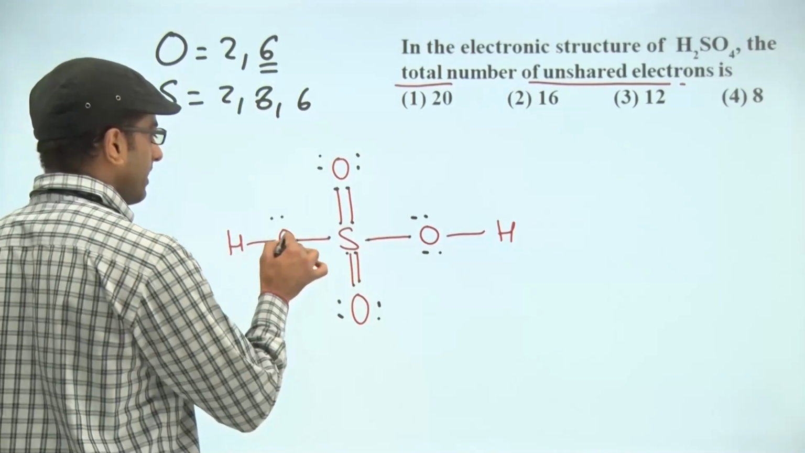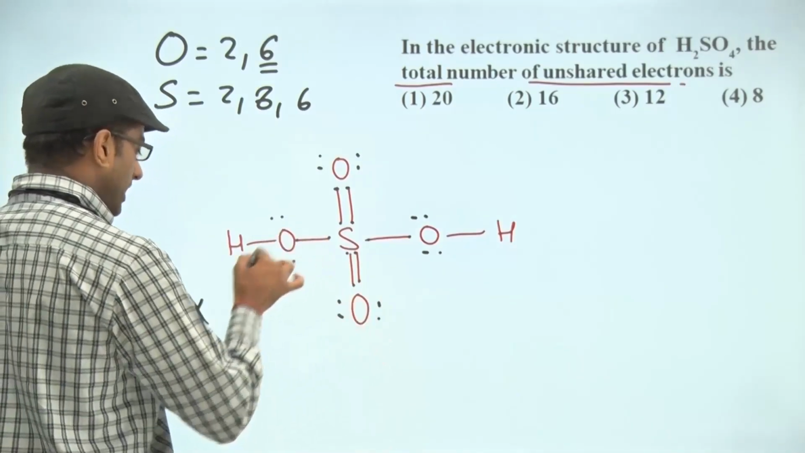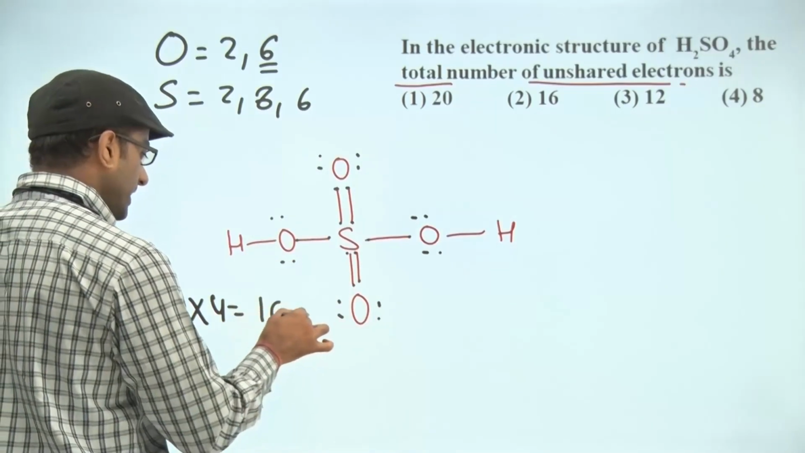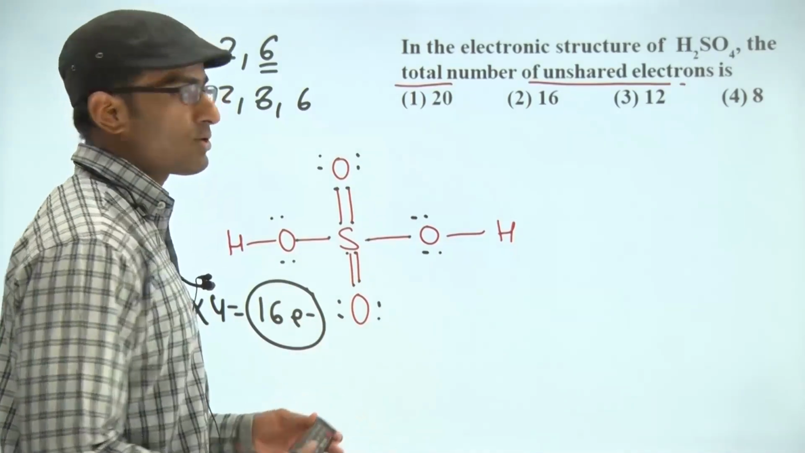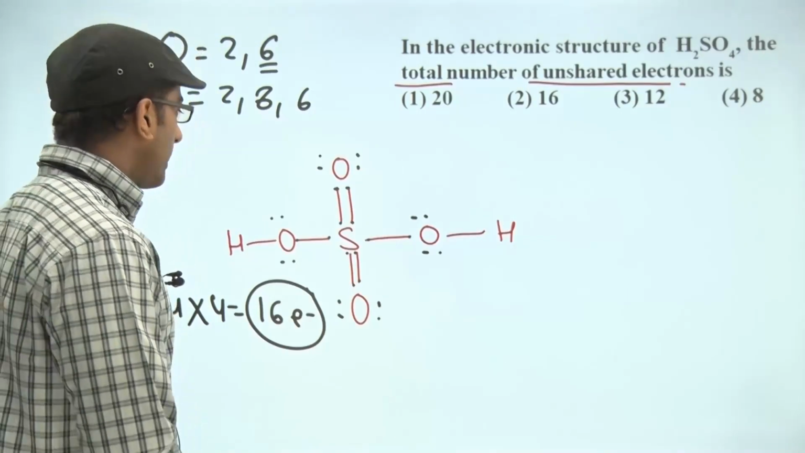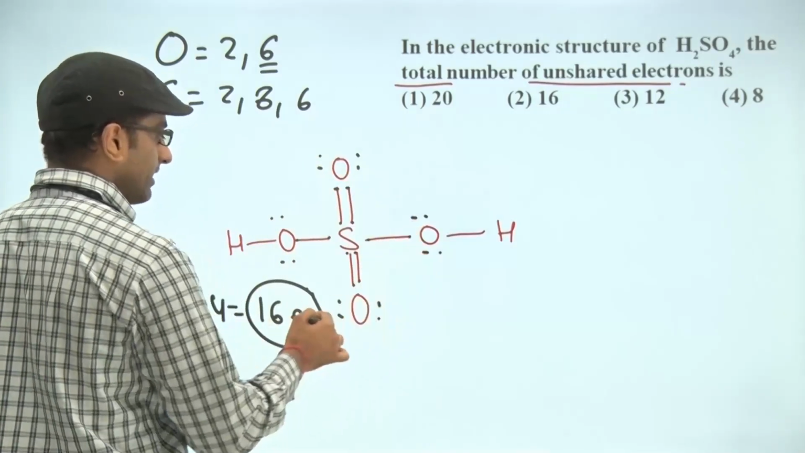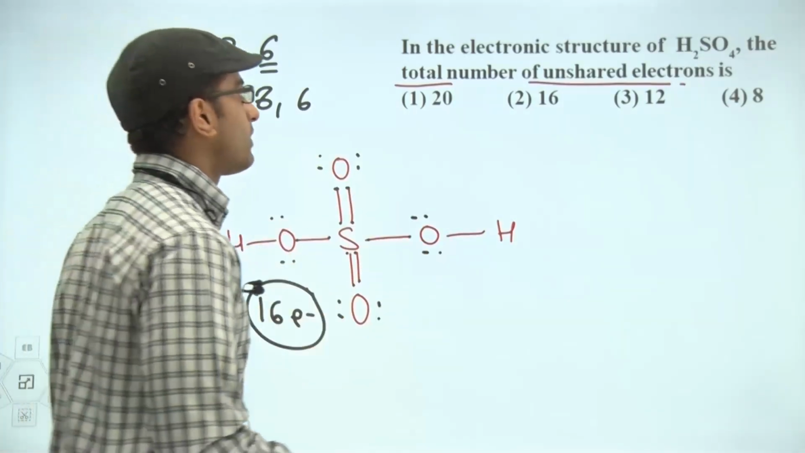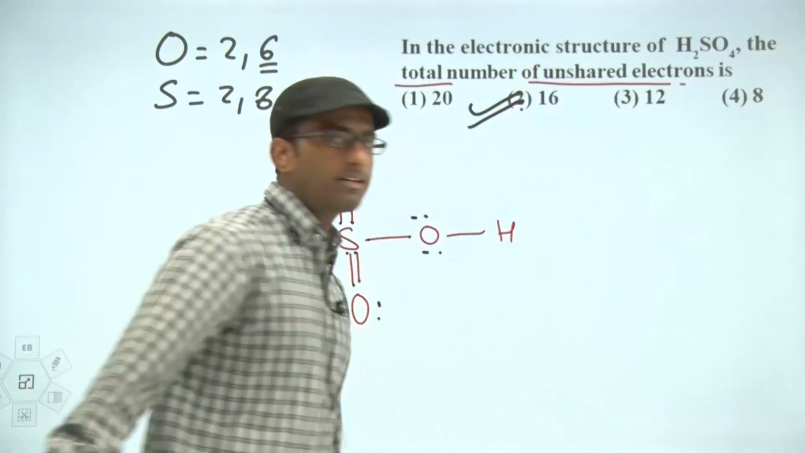So how many oxygen are there? 1, 2, 3, 4. Each oxygen is having 4 electron. Total 16 electron are present here. Question is asking about the unshared electron, not about the lone pairs. So 8 lone pairs are there, 1, 2, 3, 4, 5, 6, 7, 8, and 8 times 2 is 16 electrons are present. These are the unshared electrons. So second option is going to be correct here. Thank you.